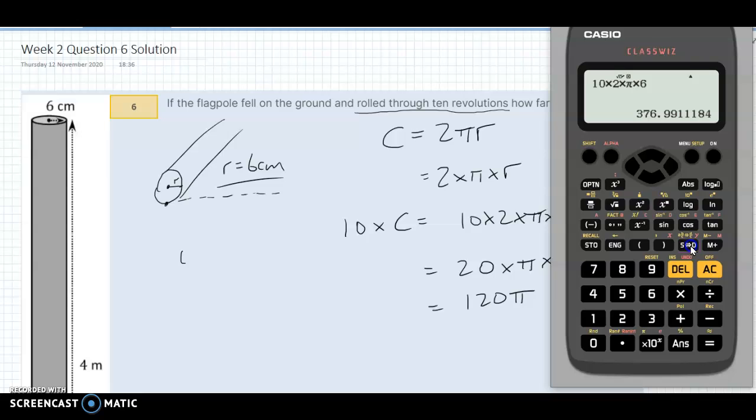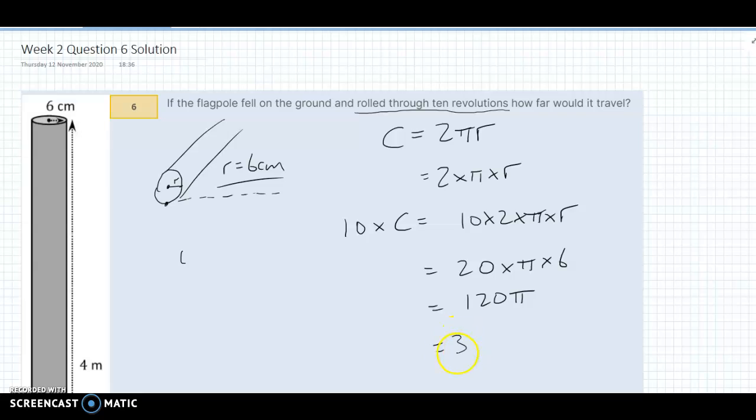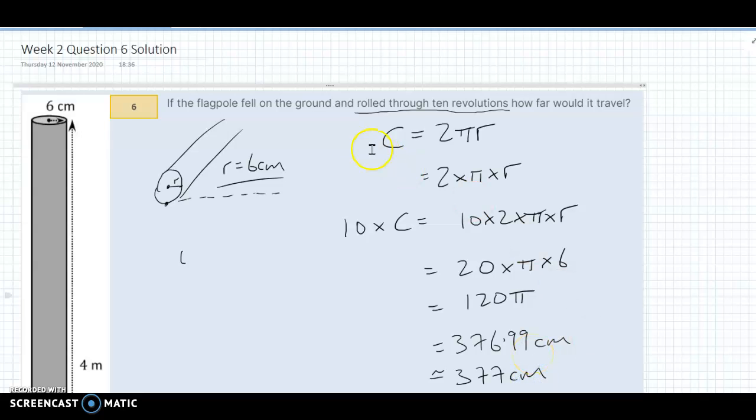We'll press the SD key now, and we get 376.99. It's equal to 376.99 centimeters travelled for 10 revolutions of the flagpole when it hits the ground. And to the nearest centimetre, that would be very close to 377 centimeters. That's it now, that's all there is.